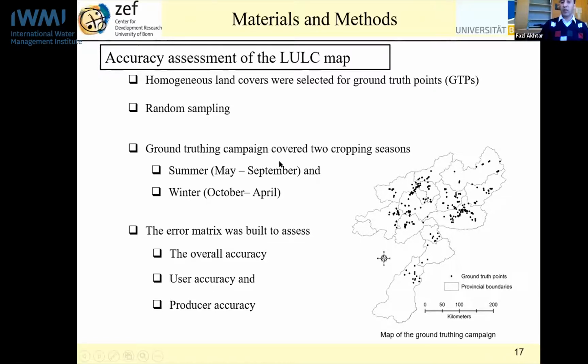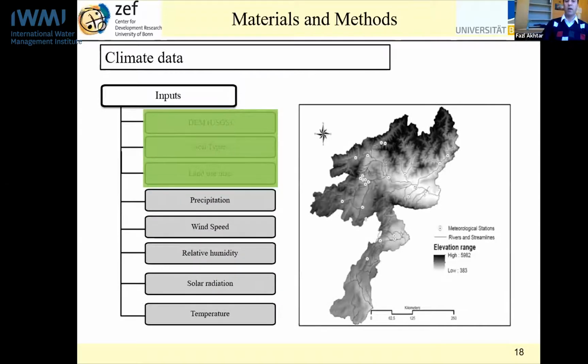The campaign was launched in 2 cropping seasons: summer, May to September, where normally we grow maize, and then October to April, which is normally the period generalized. As I said, it's heterogeneous and varies, but the overall period where wheat is grown, which is one of the dominant crops in Afghanistan, is October to April. So these 2 periods were considered to collect the ground truth points, and then the error matrix was developed to see how far we are in terms of the quality of the land use and land cover map.